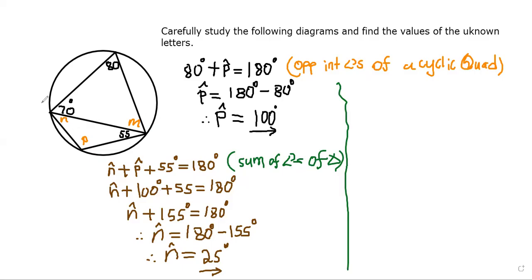Now you're gonna continue. As you are now continuing, what will happen? We now have P, we now have N. So for you to get M, there are two ways in which you can get that. You can consider using sum of angles in a triangle, right? When you use sum of angles in a triangle, this is what you're going to do. So that will be 80 degrees plus 70 degrees.